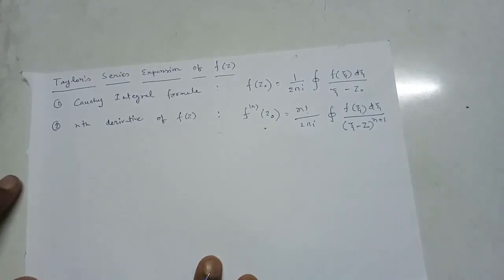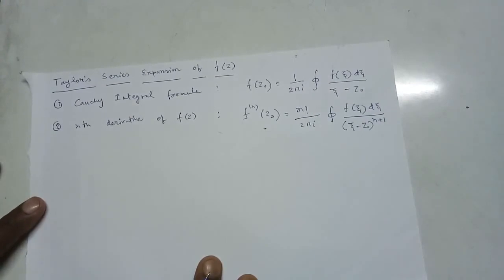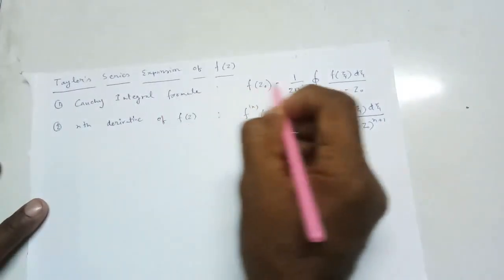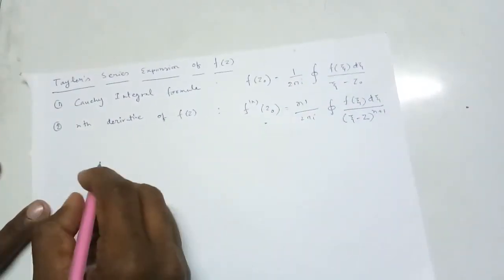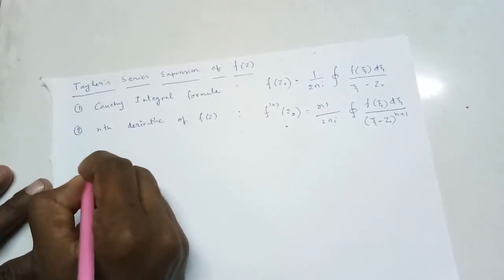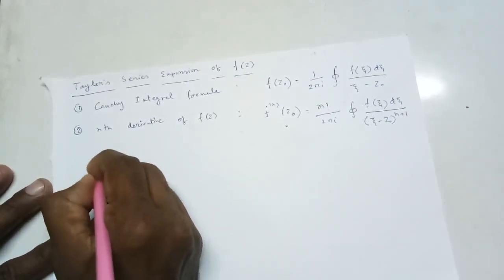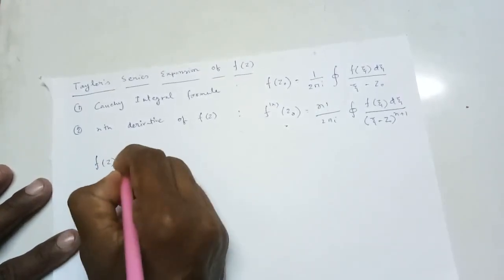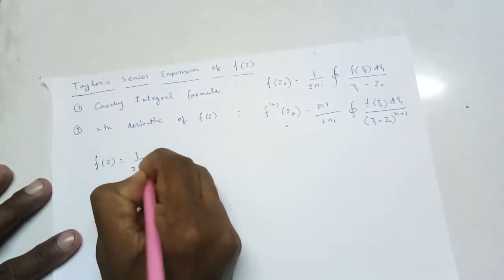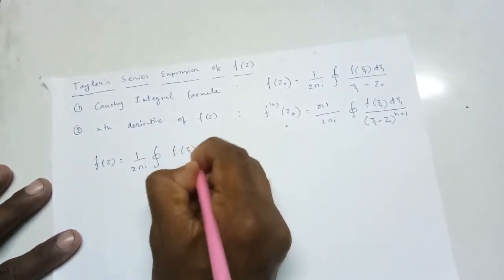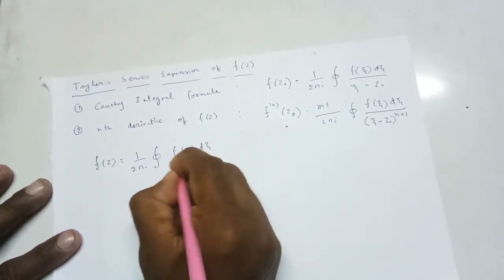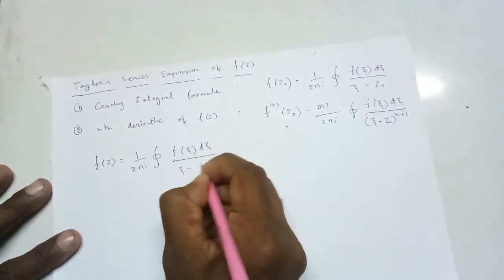To find the Taylor series expansion, we will start from Cauchy's integral formula, which is given by this relation. The first step is to write Cauchy's integral formula: f of z equals 1 by 2 pi i, integral of f of xi d xi divided by xi minus z.